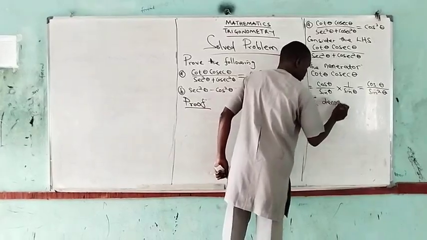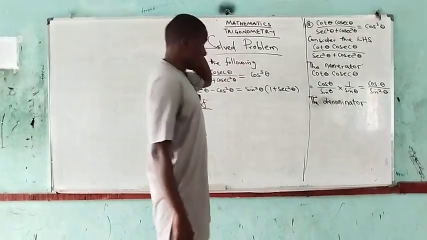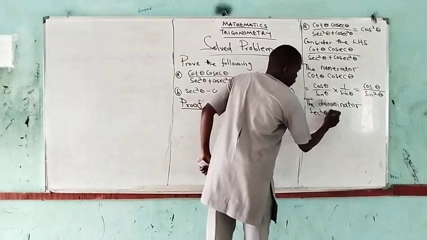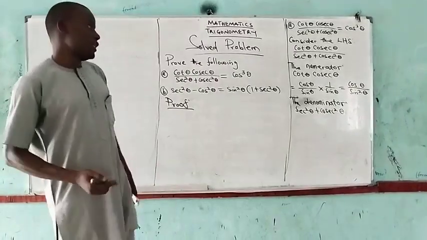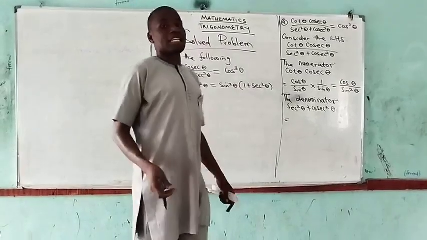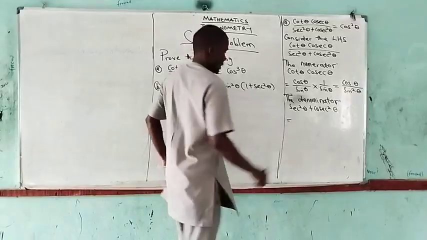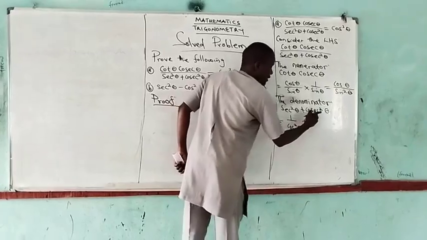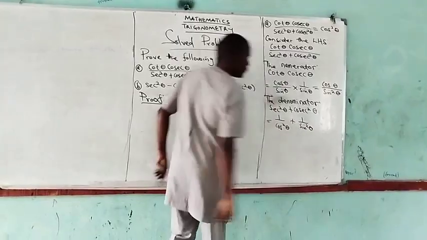Then let me check the denominator. What is my denominator here? Sec square theta plus cosec square theta. What is sec? Sec is 1 all over cos. So sec square is 1 all over cos square theta, plus cosec square theta, which is 1 all over sine square theta.